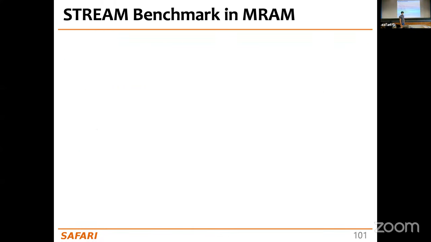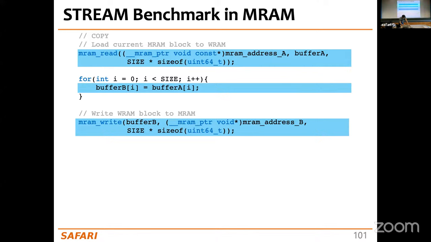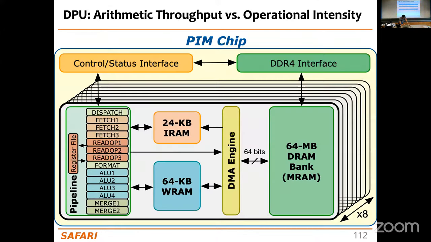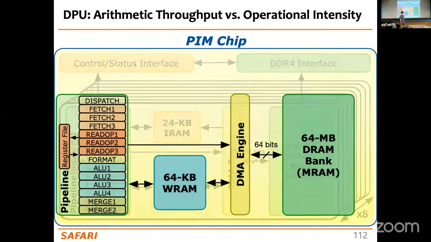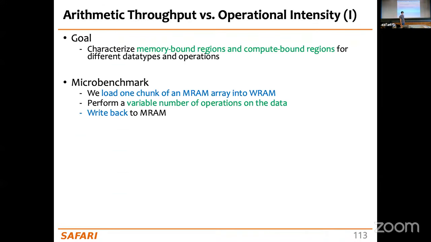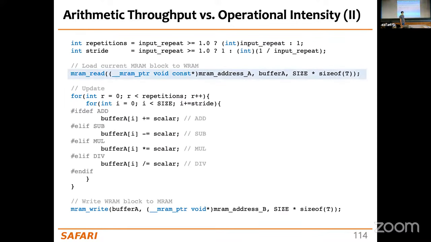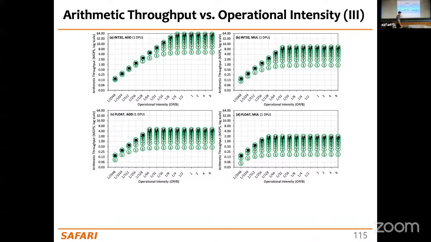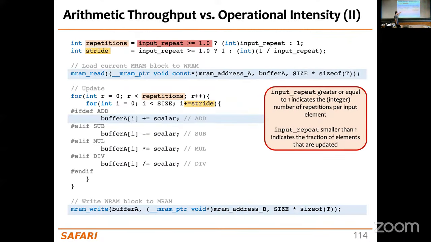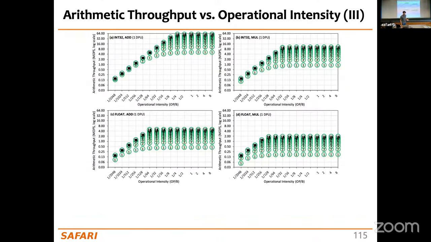One more thing that I want to show you very quickly before we stop is some analysis we did of arithmetic throughput versus operational intensity. I think it's very revealing, in the sense that we observe how weak, how wimpy in some sense, the PIM cores are. This is the microbenchmark that we used. In the end, it's just performing some operation, addition, subtraction, multiplication, or division, a number of times. For every element that we read from MRAM and from WRAM, we perform these operations many times. The idea is to change the operational or arithmetic intensity.